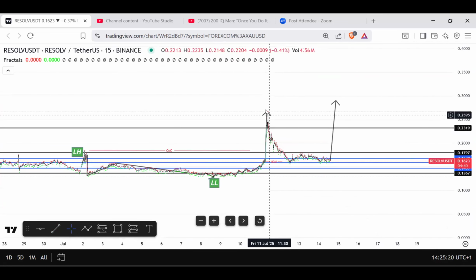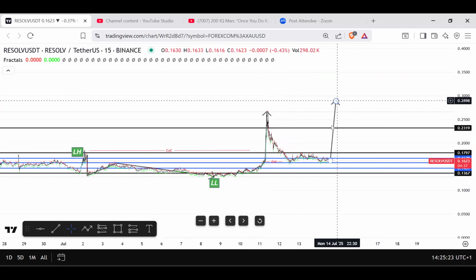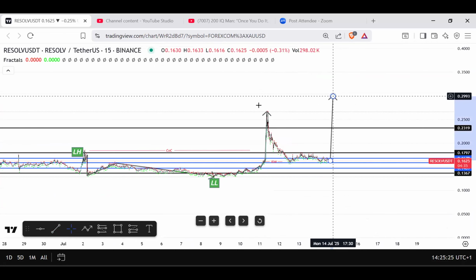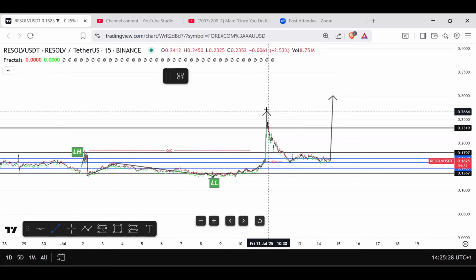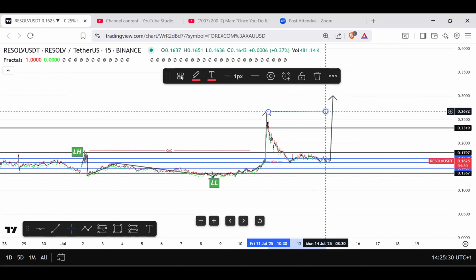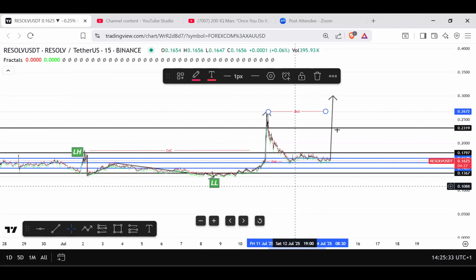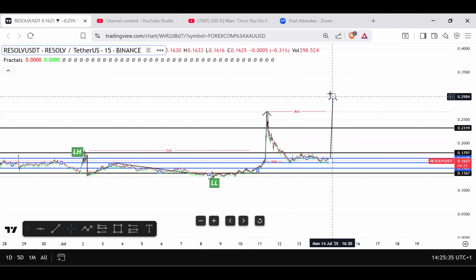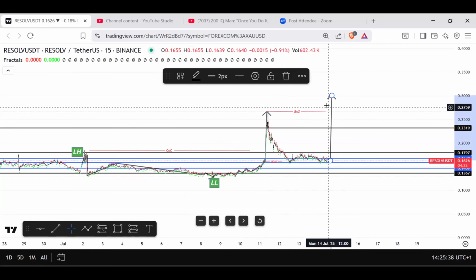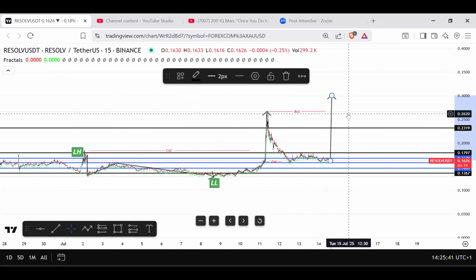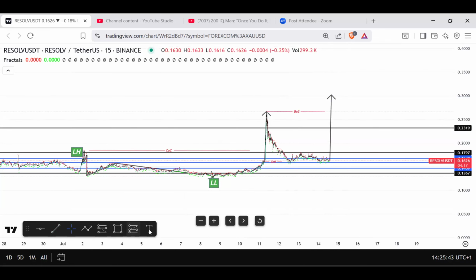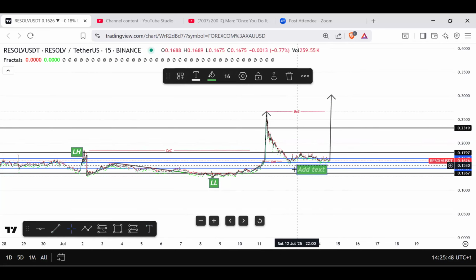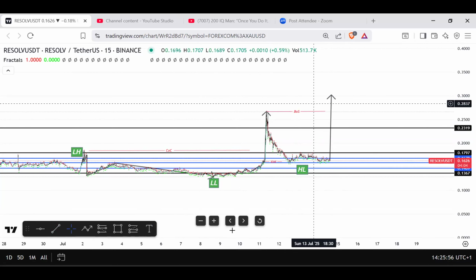So we need to see price take out the inducement and then do this, then the BOS. It has to close above it for us to confirm the uptrend. Then this will now be the new higher low.